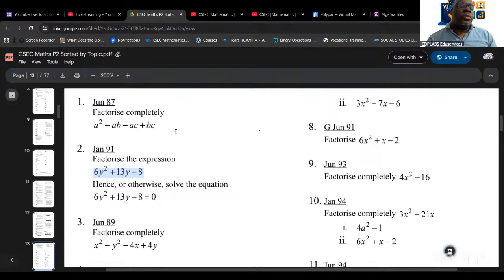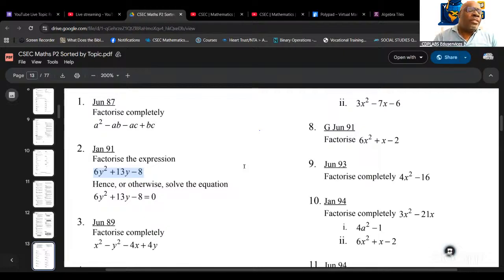All right, I hope you took that time to make up your 10 questions, right? So now I'm going to go to number 2. Number 2 says 6y squared plus 13y minus 8.